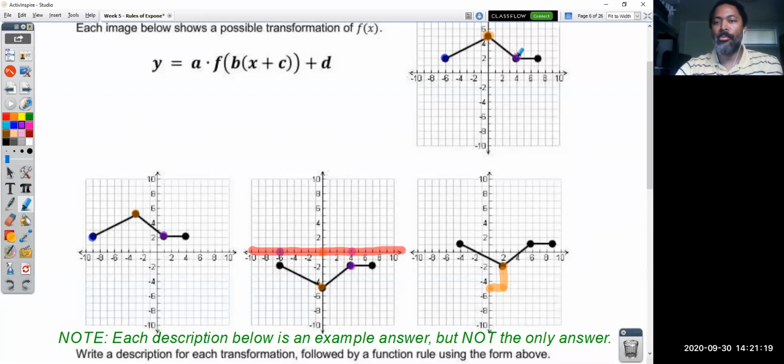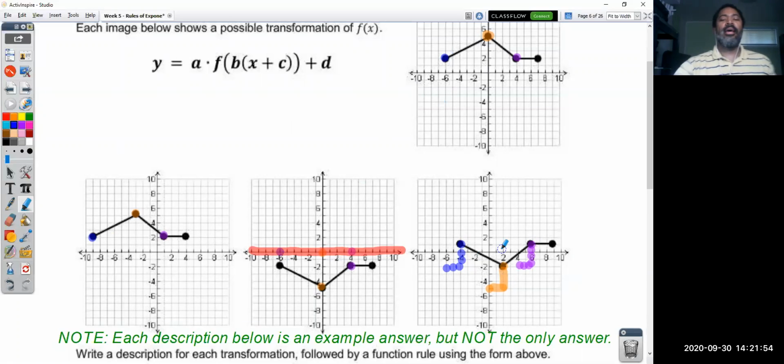So here's my purple point. I'm going to reflect it over the x-axis to 4, negative 2. And then if I move 2 to the right and then up 3, do I get to the correct point? I do. Finally, the blue point. If I reflect, I'd be at negative 6, negative 2. And if I move 2 to the right and up 3, I'm at my current point. So that rule holds for the 2 other points.